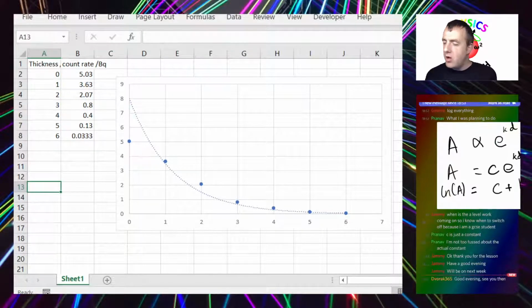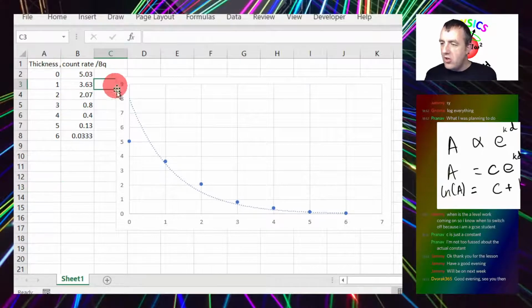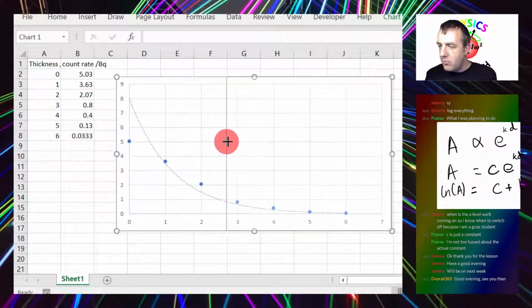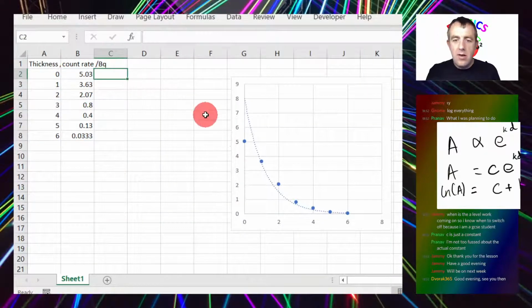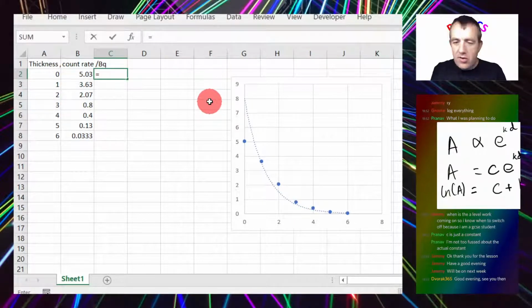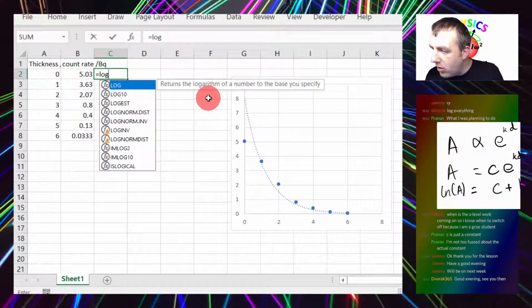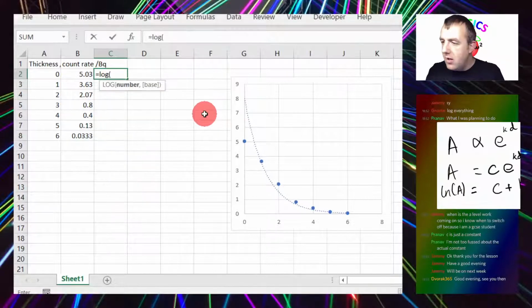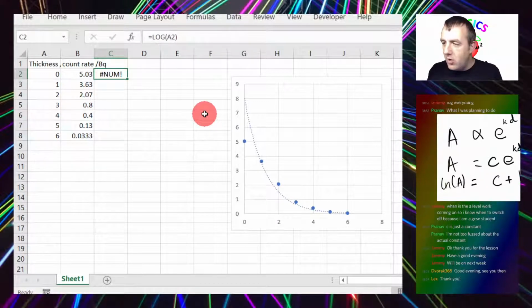Yeah, Pranav's right, though. He's not fussed about the constant. So should we do it? Should we see what happens? Let's move this thing out of the way. So equals log. Do you reckon that's a natural log? Log? I think it should be. Equals log of that. Oh, no. Why is that not working, he says.